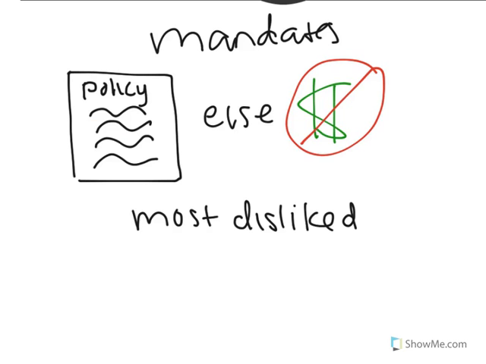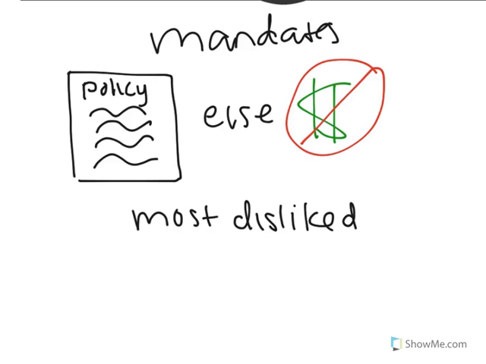The third way that the federal government influences the state government under fiscal federalism is through mandates. This is saying that the state government must implement these policies, else they don't receive the money. Now, this is the most disliked out of all three ways of funding because usually the federal government does not provide enough money for the state government to implement the policies, and it causes more burdens than the benefits that are received.